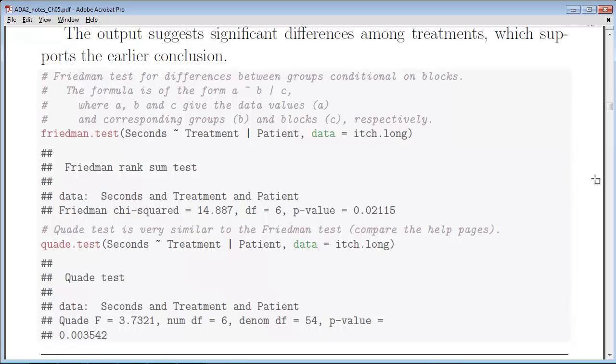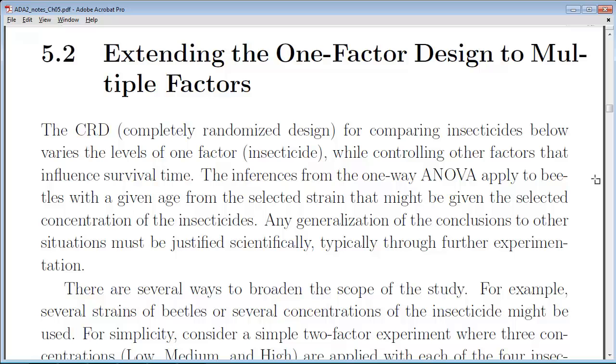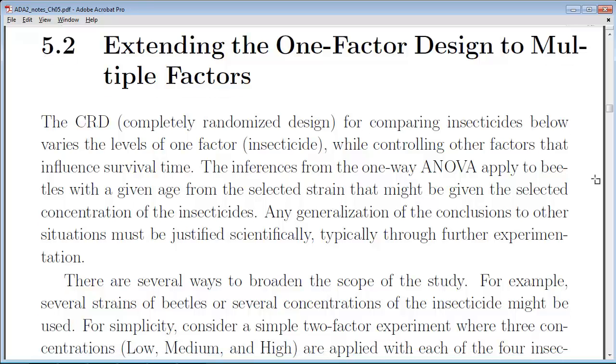All right. Come on back, and we will put our blocks aside and look at how to extend this to having multiple factors. And we'll look at an experiment where we've got 2 factors and then start asking things about interaction. So this is where things start getting really interesting.